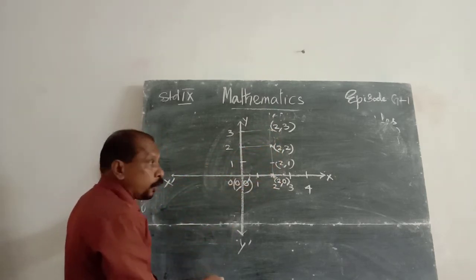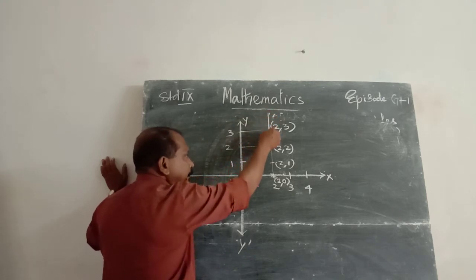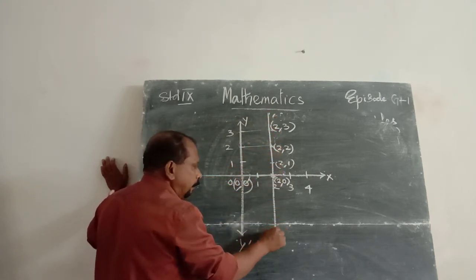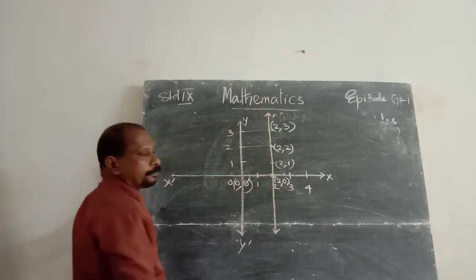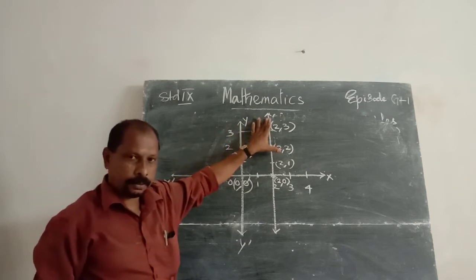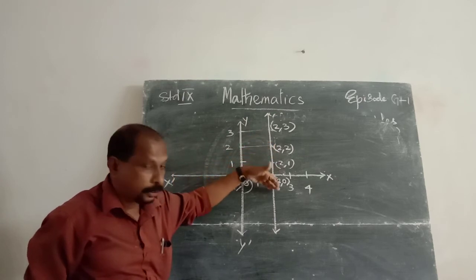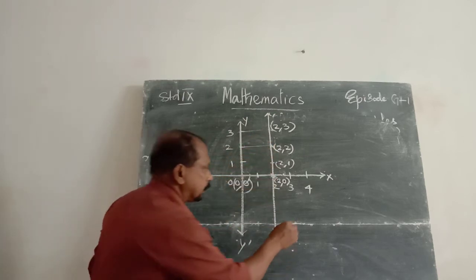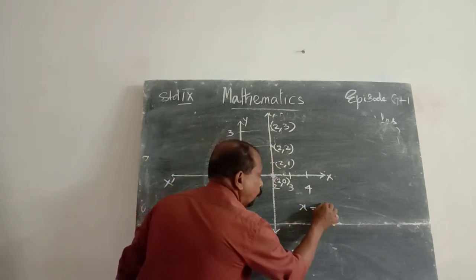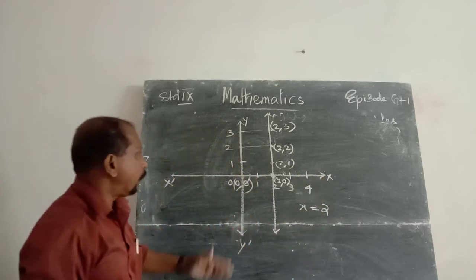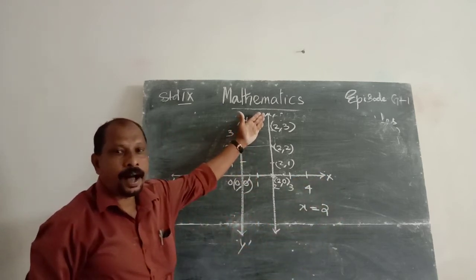Therefore, joining all these points, what do we get? We get a straight line. This is a straight line, and all the x-coordinates of that straight line are equal. That is, x is equal to 2 only. Therefore, this is a straight line and it is a vertical line.